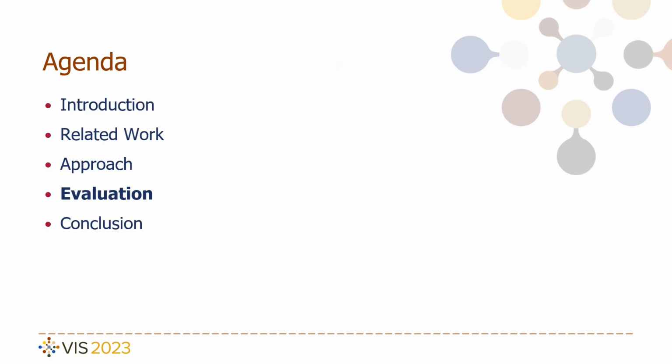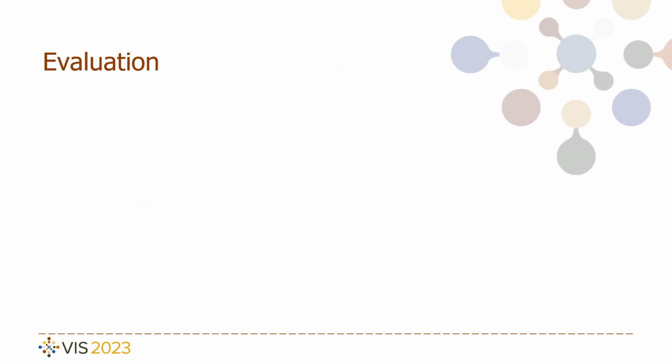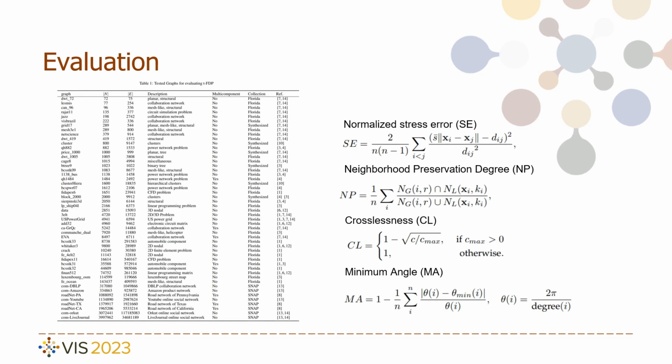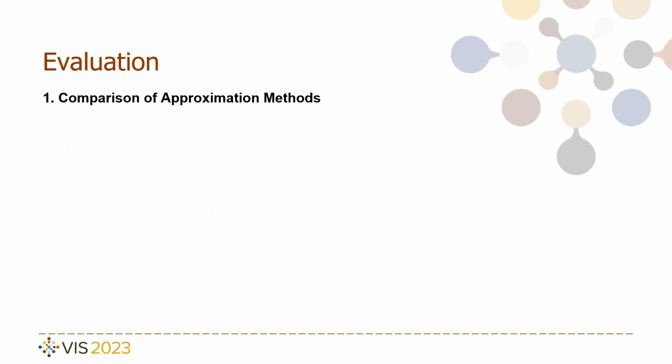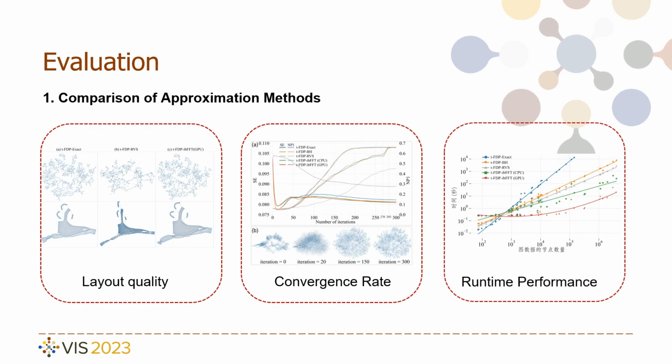Now let's go to the evaluation part. To evaluate our method, we collected 50 graph datasets for test. 4 measures are used to compare the layout results. These measures are chosen to evaluate the graph structure preservation or graph readability. We first measure the efficiency of the CPU and GPU version of our IBFFT.